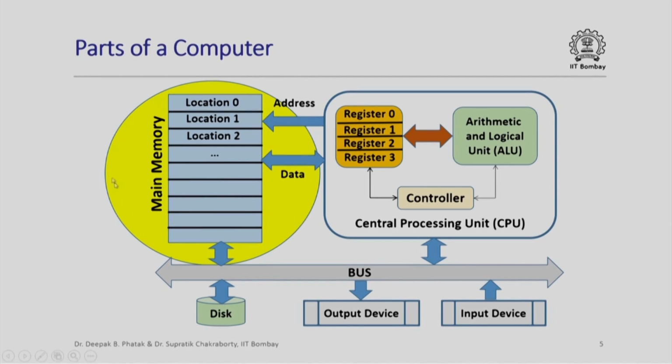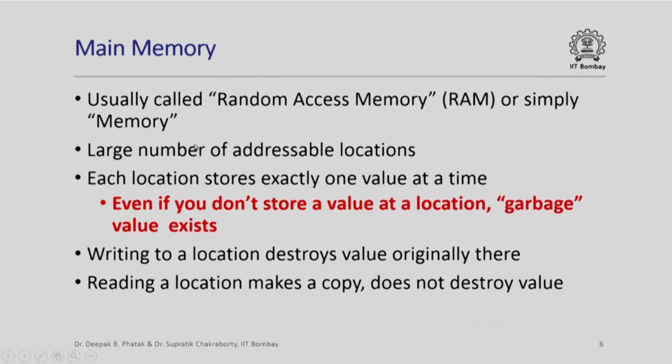Here I have highlighted the main memory that we just mentioned. Now this main memory is usually also called random access memory or RAM, or it may simply be called memory. Basically it contains a large number of addressable locations, just like Dumbo's chest of drawers had a large number of named drawers. Each location in main memory stores exactly one value at a time. What is very important to remember is that even if you did not store a value at a location of memory, there is some garbage value already there. So every location in memory at every point of time has a value.